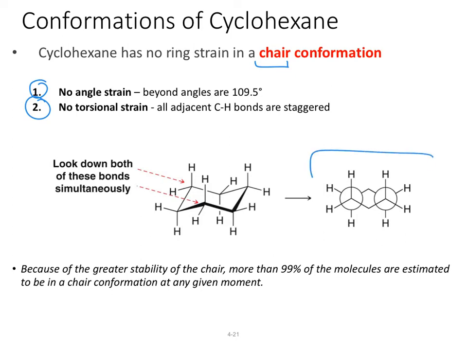And you could actually draw a Newman projection. So this Newman projection would be if you're looking down these bonds simultaneously. So these hydrogens would be these hydrogens here. These hydrogens would be these hydrogens. And then this carbon is this carbon. This carbon would be this carbon. And then these carbons would be these circles in the back.